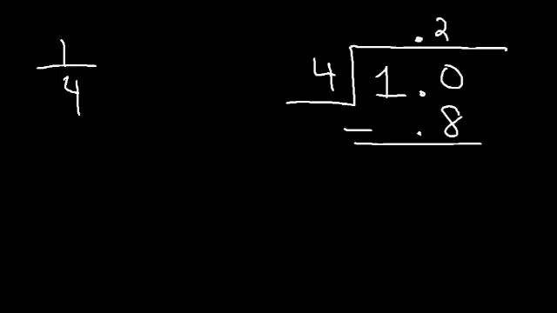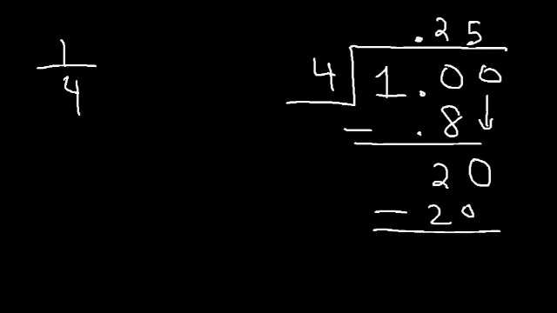So there's really a decimal here, but you can view it as 10 minus 8. 10 minus 8 is 2. We're going to add a 0. 4 goes into 20 5 times. And the remainder is 0. So 1 over 4 is equal to 0.25.